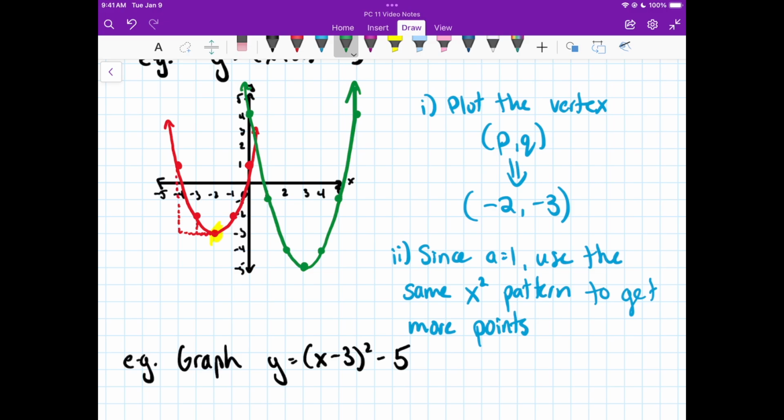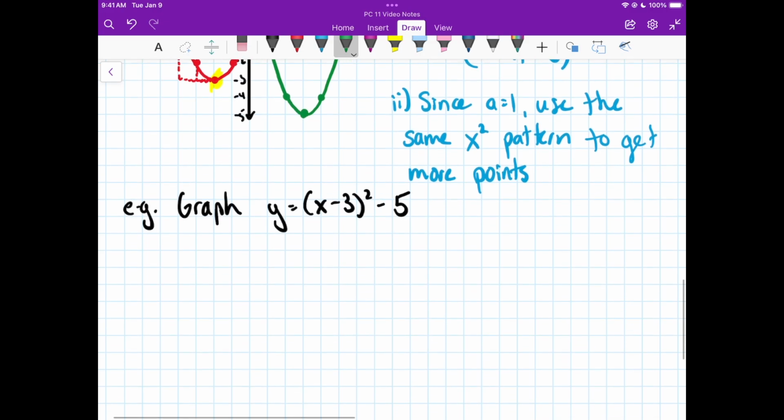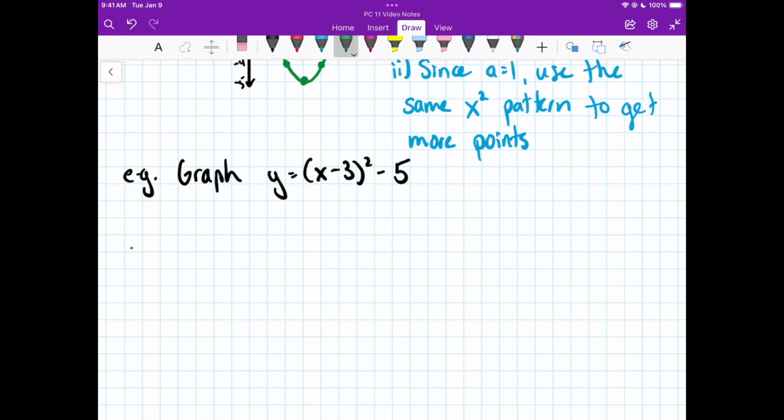The question that obviously comes from this is, well, what happens if A isn't 1? How does that affect my graph? We know changing A can make the graph wider or narrower. It can flip it upside down. So how do we account for that? So let's try that out. We're going to graph a new function. Y equals 2 times x plus 4 squared minus 5.